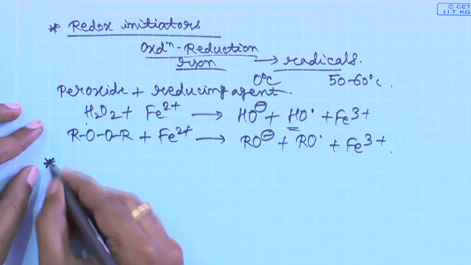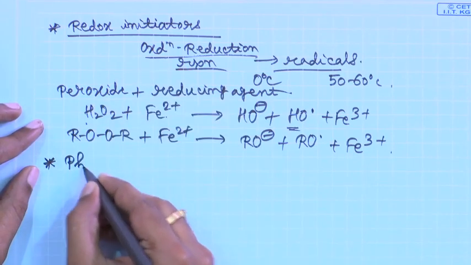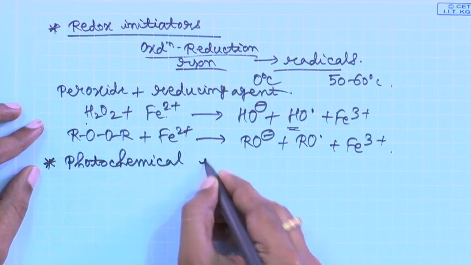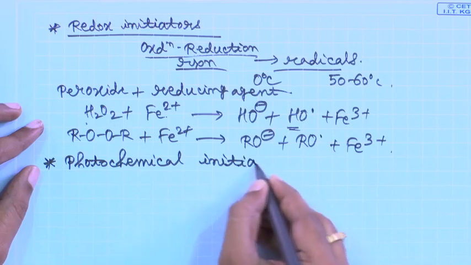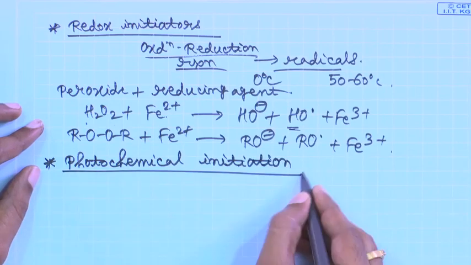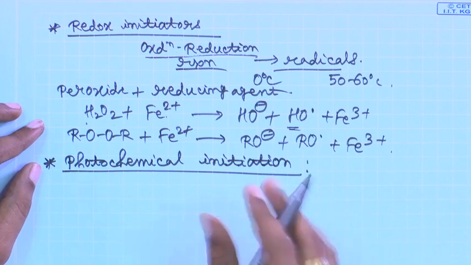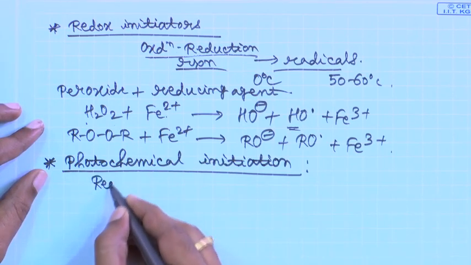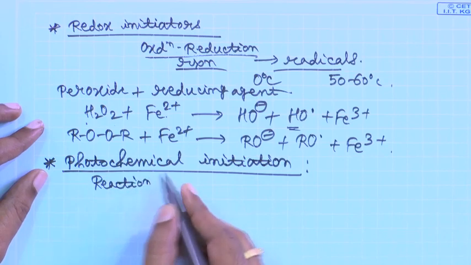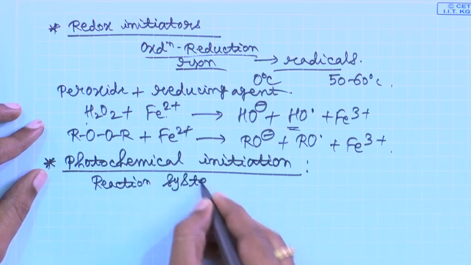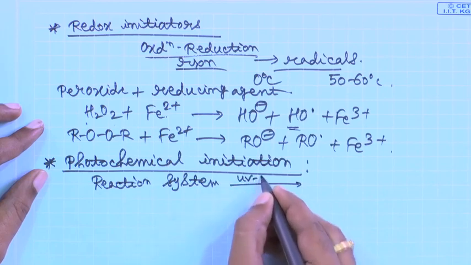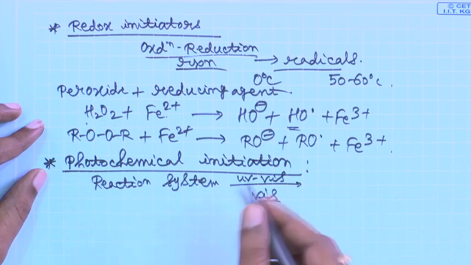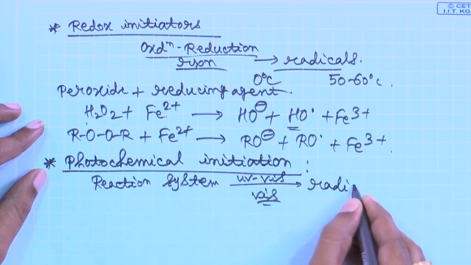So, finally, you can also have photochemical initiation. Typically they do not require any heat for the dissociation of the initiator. What you do is that you supply the energy with a light quantum. So, you have a reaction system and you can use, say UV visible light, say the UV end of the spectrum or only the visible spectrum light, and then you can create radicals.